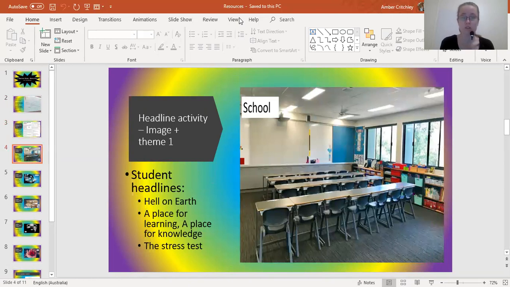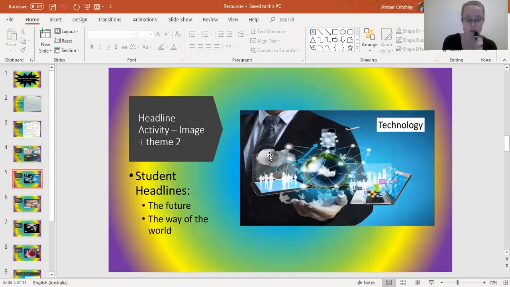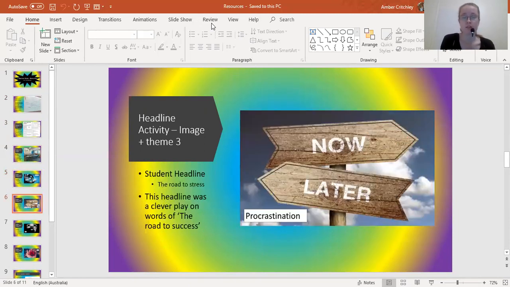So for the image and theme of school, students came up with headlines such as Hell on Earth, A Place for Learning, and The Stress Test. For the image and theme of technology, students came up with headlines such as The Future and The Way of the World. For the image and theme of procrastination, students came up with the headline of The Road to Stress. This headline really showed that they had grasped what a headline was, as it was a very clever play on words with the road to success.